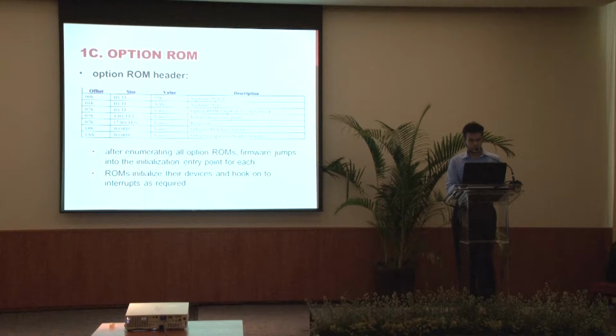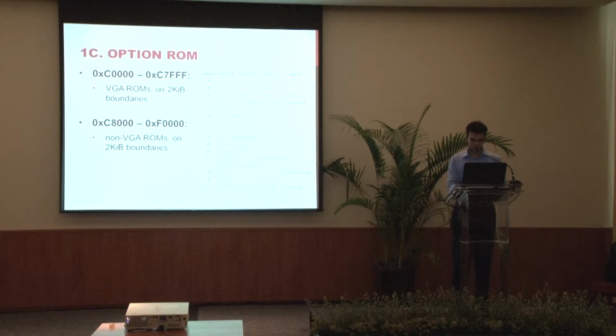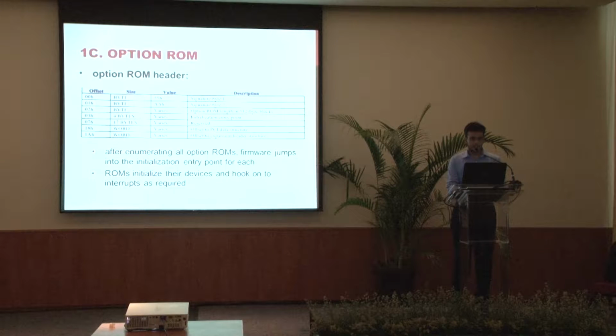The firmware first enumerates all option ROMs and maps them to memory. Then the firmware jumps into the initialization entry point for each option ROM. The ROMs then initialize their devices and hook onto each interrupt as required.